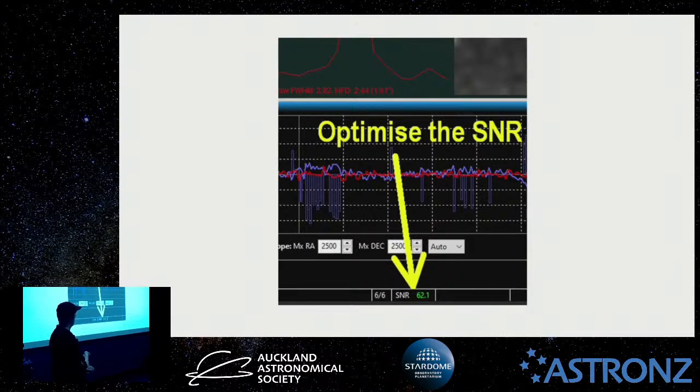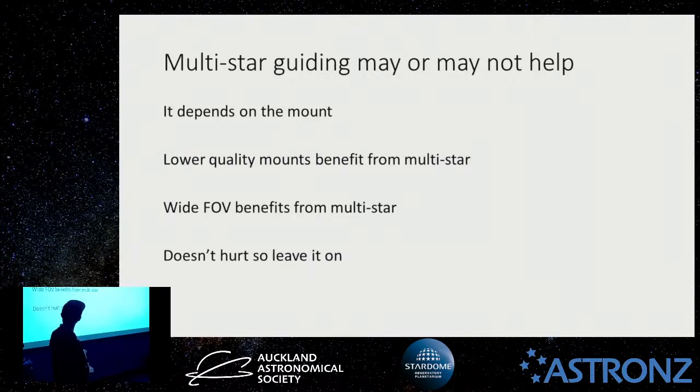So optimize the signal to noise ratio if you can. So change the gain settings and the exposure settings to optimize the signal to noise ratio if you can. If you can't, it's not that important. Multi-star guiding, the lower the quality of the mount, the more that helps. Depends on the mount. Wide field of view benefits from multi-star guiding. So turn it on, it doesn't hurt.